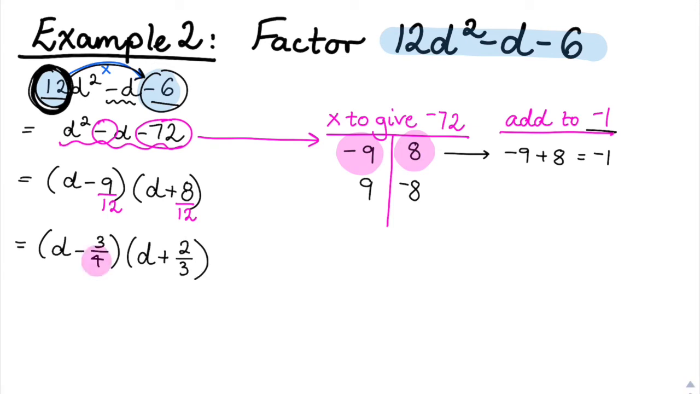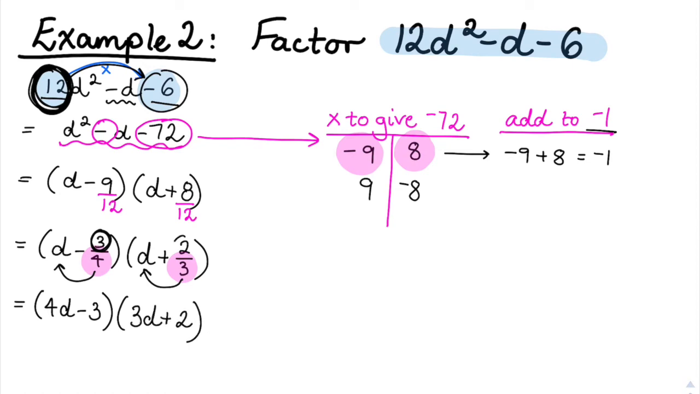We're still left with a couple of denominators here, so we need to pick them up and multiply them by the d out the front of each of the parentheses. 4 times d gives me 4d, and I'll be left with minus 3, as the 3 up here is the numerator. And 3 times d gives us 3d, and then we'll add on the 2, which is the numerator in the second set of parentheses. Now we've completely factored our expression.